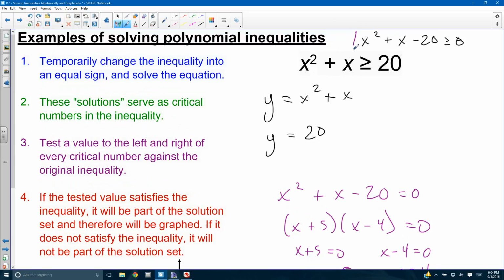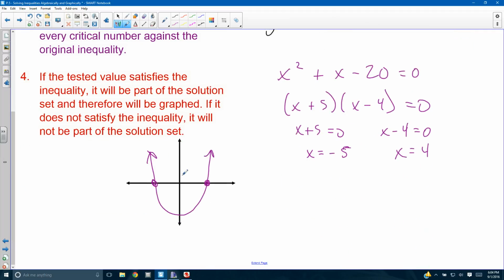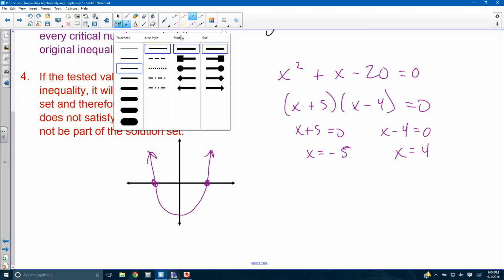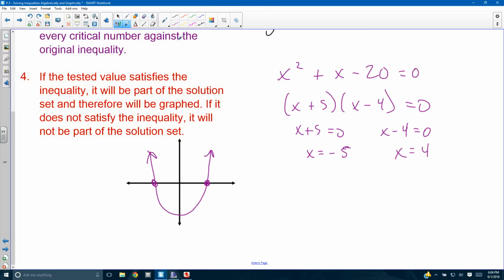Now, remember, this is the test we're going to do. We need to test numbers to the left of -5, to the right of 4, and in between -5 and 4. We've got to see which ones will give us numbers that are greater than 0, in other words, positive numbers. This is why setting it equal to 0 is good, because I already know my answer, and maybe you can too. Why don't you take a guess before I say it out loud? I'll give you 5 seconds.